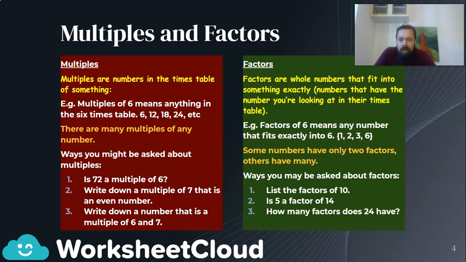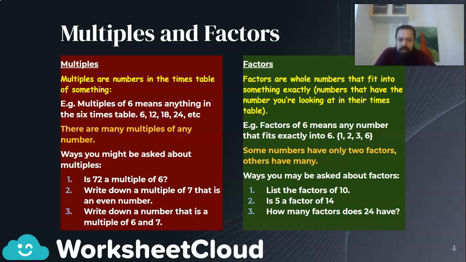And the ways you might be asked about multiples, you might be asked a question like, is 72 a multiple of 6? So you'd need to know that 72 is in the 6 times table, which it is. So yes, it is a multiple of 6. You might be asked, is 70 a multiple of 6? And then your answer would be no, because it's not in the 6 times table.